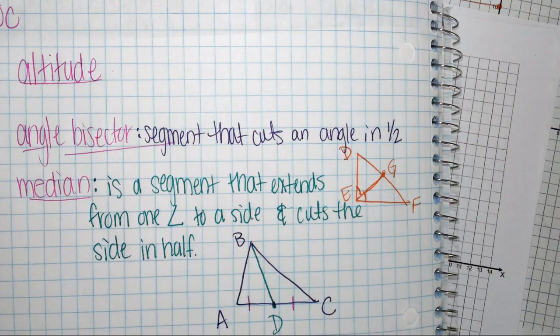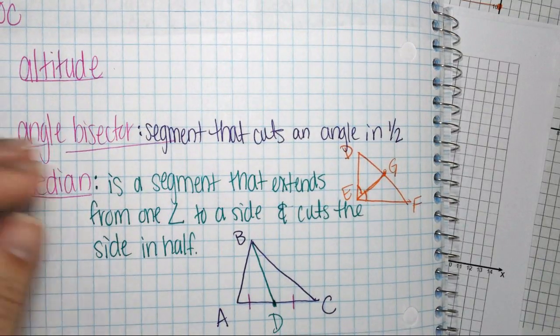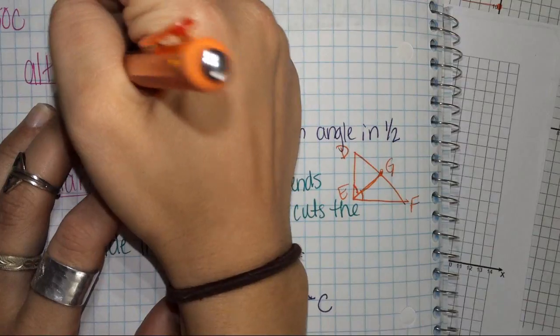So if we have a triangle, what is an altitude going to be? The top of the triangle. Is it the top of the triangle or is it the height of a triangle? It's the height of a triangle. So let's write that down. The height of a triangle.